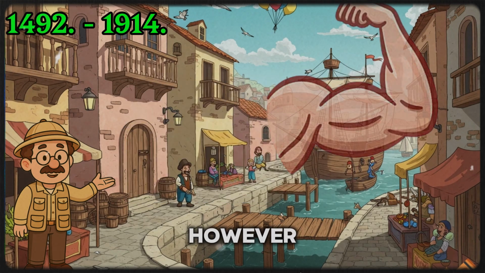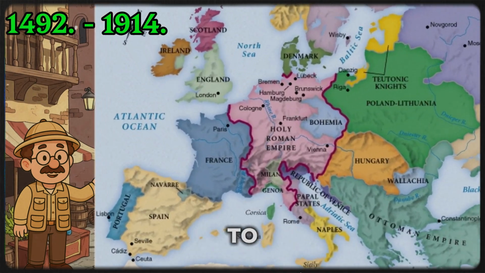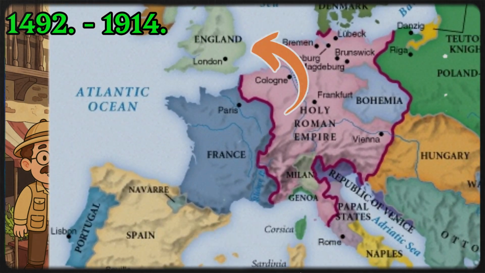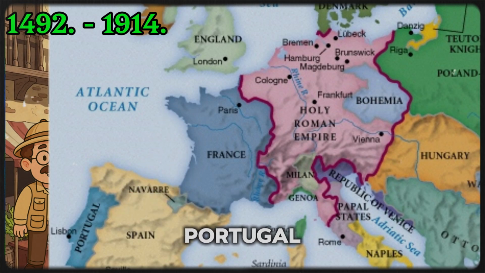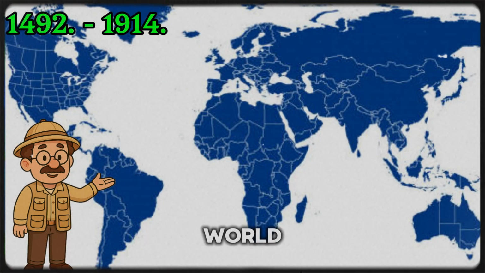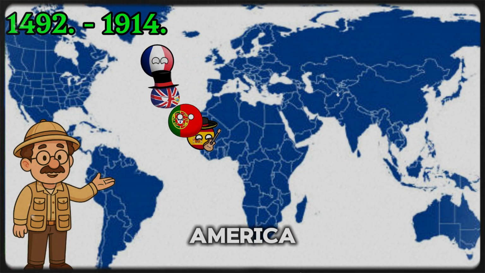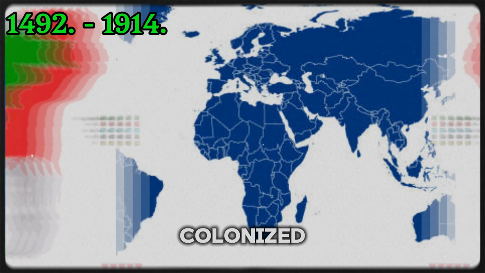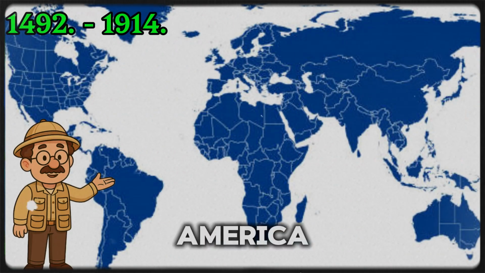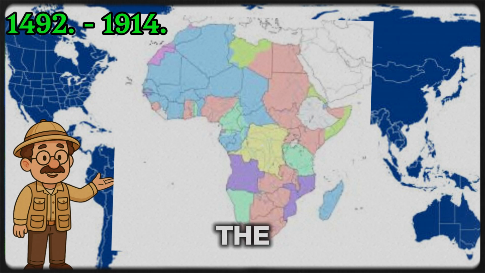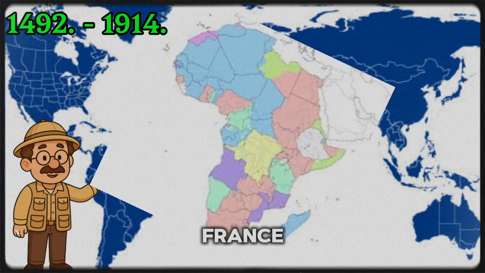However, European countries that were coastal to the Atlantic Ocean, such as England, Spain, France, and Portugal, set off into a completely new world, that is, to colonize America. Portugal and Spain colonized South America, while North America and the rest of Africa were occupied for the most part by Great Britain and France.